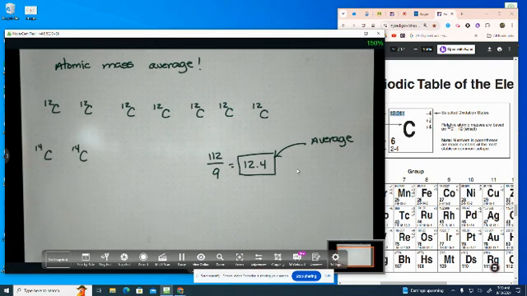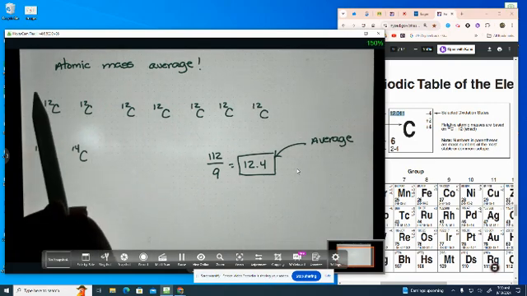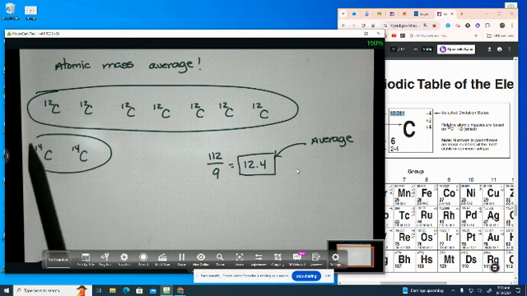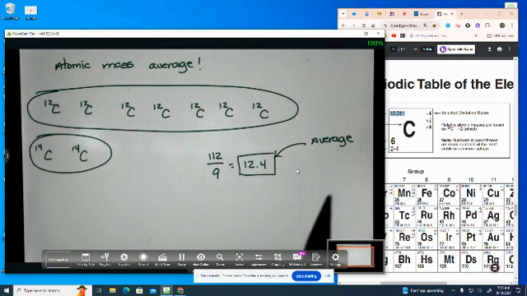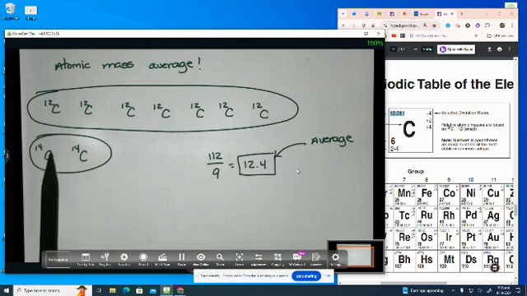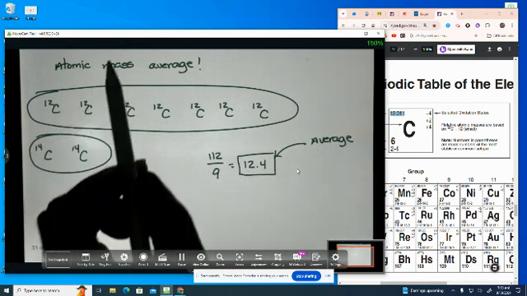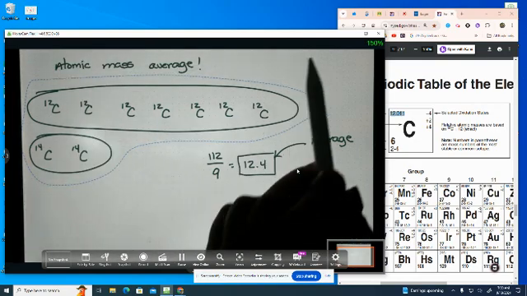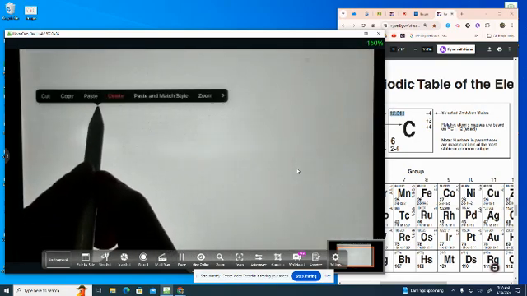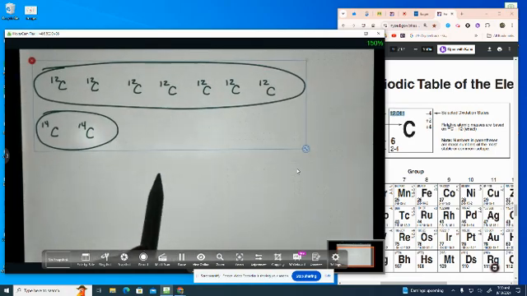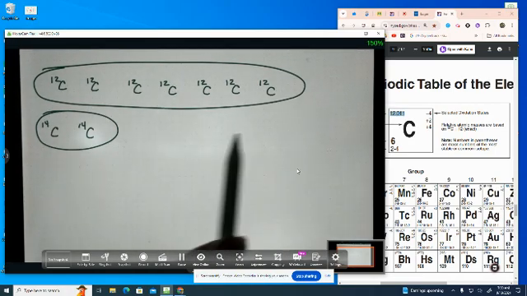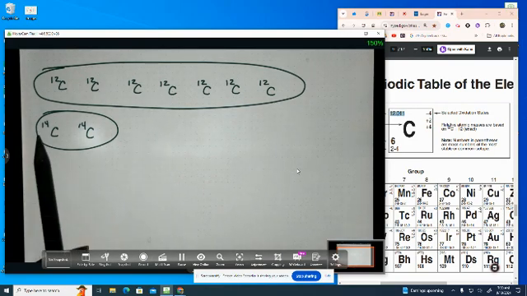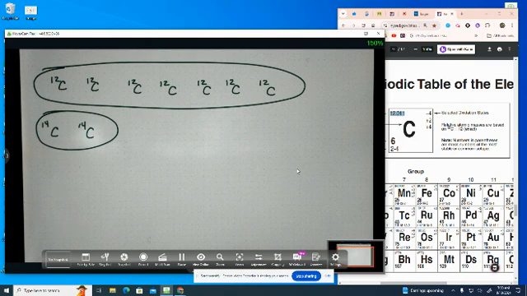When you calculate average isotopic mass, it is dependent on how many of these you have and what the isotopes are. The percent of that isotope and the percent of this isotope. Okay? So just keep in mind, let's redraw this. Okay. All right. So let's find the percent of carbon 12s that I have and the percent of carbon 14s that I have. How do you find percent?